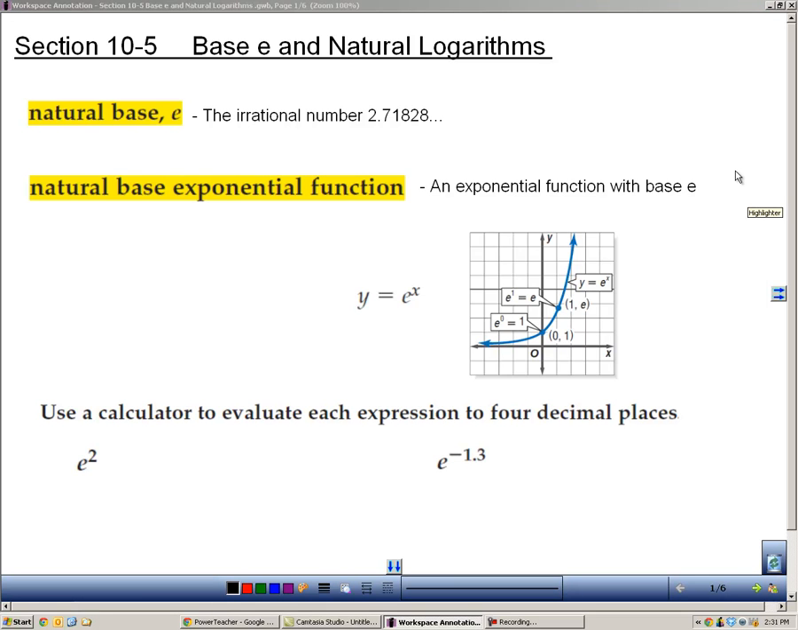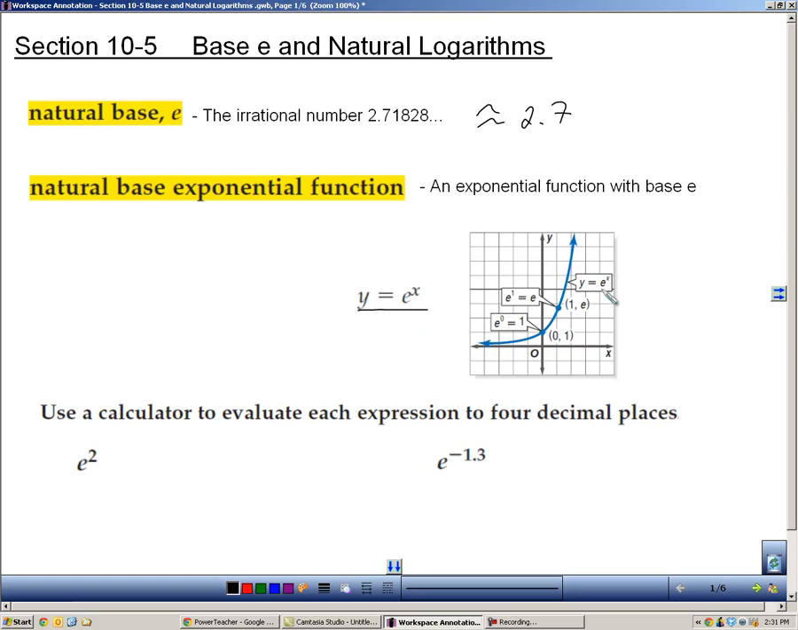Section 10.5 is about base e and the natural logarithms. The letter e is used to represent a number. This is what the number is, 2.7128, and there's more to it. Typically we usually just say 2.7, and that value is called the natural base. And we can also have a natural base exponential function that looks like this: y equals e to the x power. You see the graph of it over here.